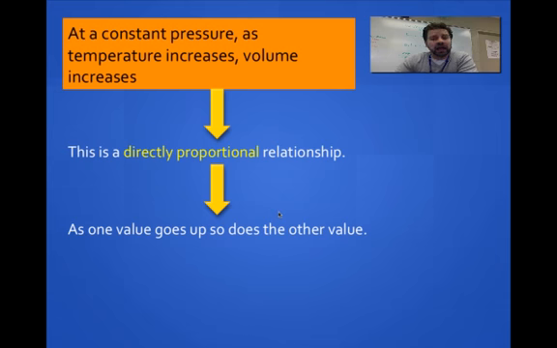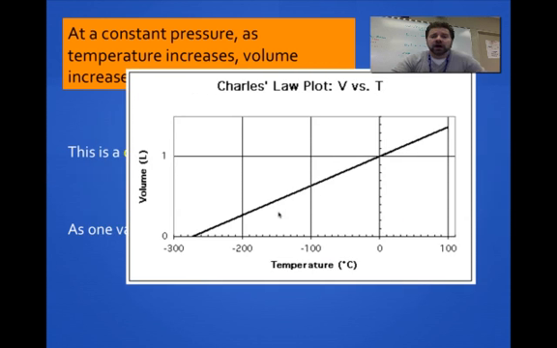And we can look at that in graphical form as well. So here you see a plot of Charles' law, and it shows on the y-axis volume, and on the x-axis temperature. And you can see that as temperature increases, here's negative 300, negative 200, negative 100, 0, 100. We can also take a look at what's going on with the volume of a gas at a constant pressure. And you can see as temperature goes up, so does volume. That, in essence, is Charles' law. It's a directly proportional relationship.